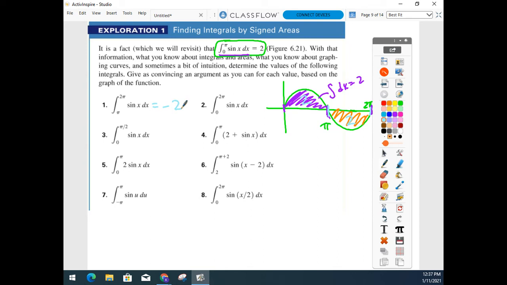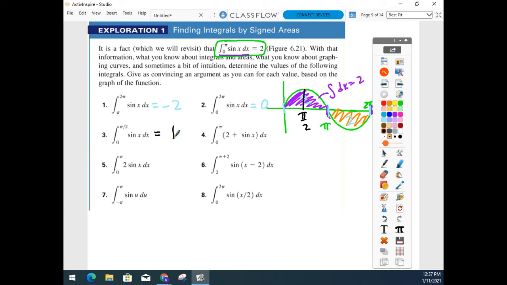All right, how about between 0 and 2 pi? Well, if this is a positive 2 and this is a negative 2, the integral value would be 0. Number 3, going from 0 to pi over 2. Well, if the whole curve above is positive 2, what would halfway across be? Positive 1.